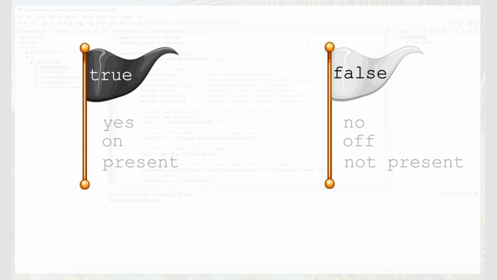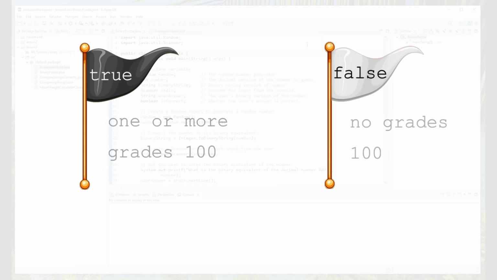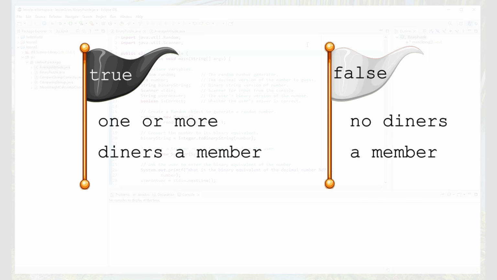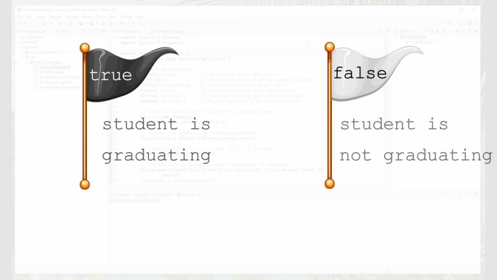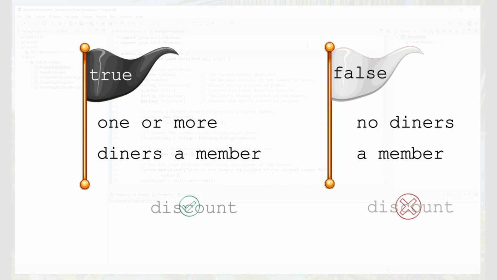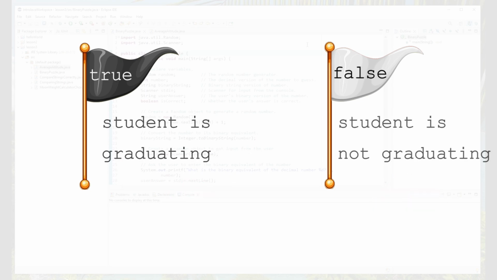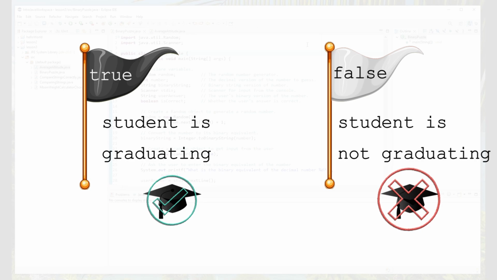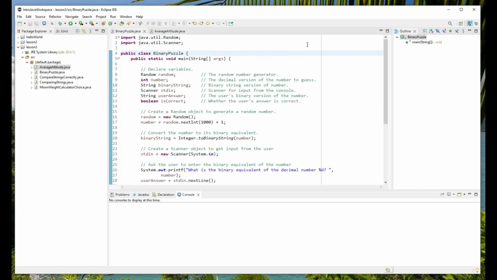For example, were any of the inputs invalid? Were any of the grades 100s? Are any of the diners museum members? Is the student graduating this year? Etc. And then you'll test the flag before taking some action. So for example, if any of the inputs were invalid, don't process the inputs. If none of the grades were 100, scale the grades. If any of the diners are museum members, discount the meal. If the student is graduating this year, order a cap and gown, etc. Let's look at some typical ways that Boolean variables are set and tested.